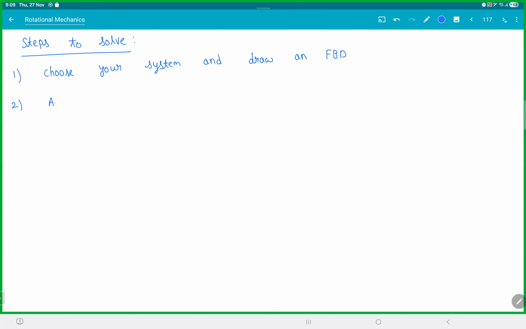Second thing, assign. Since things are moving, assign linear accelerations. So if there are three bodies and all are moving, then assign accelerations A1, A2, A3. And if they're also rotating, assign alpha 1, alpha 2, alpha 3. So assign linear and angular accelerations and find the relation between them using constraints, which is laws of motion. There will be some relation between them, so find it using constraints: string constraints and rigid body constraints, and the no slipping condition.